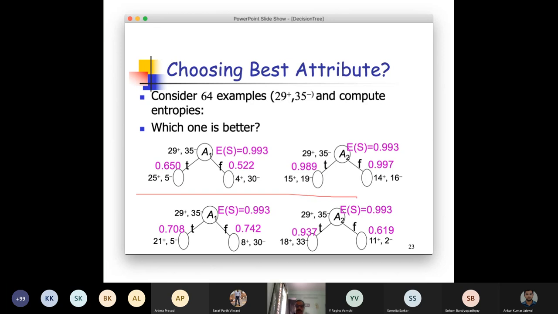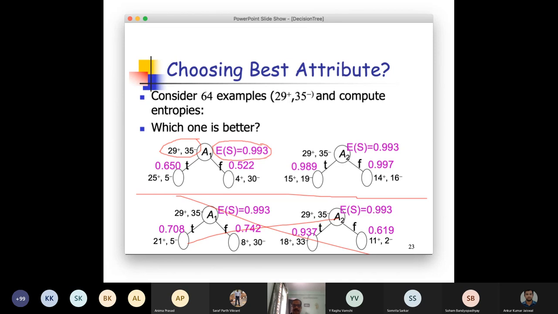As I mentioned, don't look at this, just look at this example. The entropy of this one is 0.993. Can anyone tell how this computation is done? I have not shown you those slides. I can go back and show you, but I would like to know whether you know how this computation could be done.